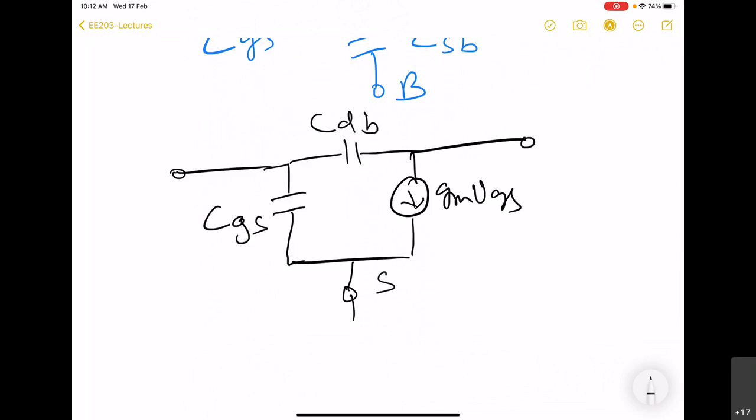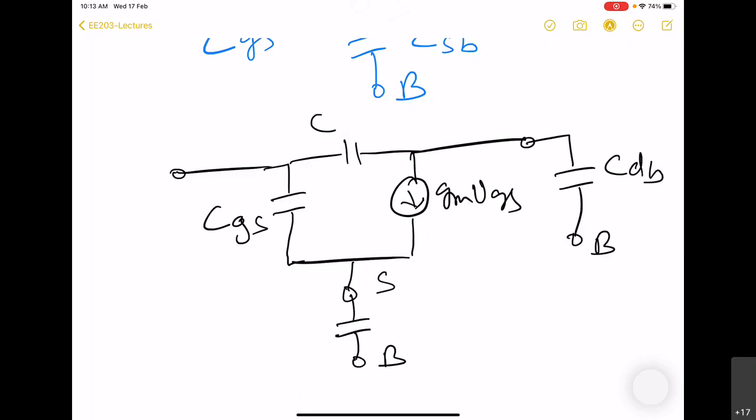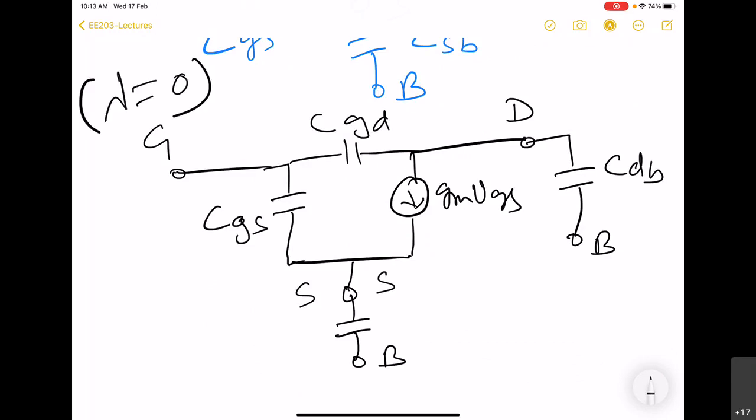One between source and bulk, and then between drain and bulk. Sorry, this one is GD. So this is for, of course, lambda equal to zero. When we don't include channel length modulation, this is the model of NMOS that we are going to use for the high frequency circuit analysis.